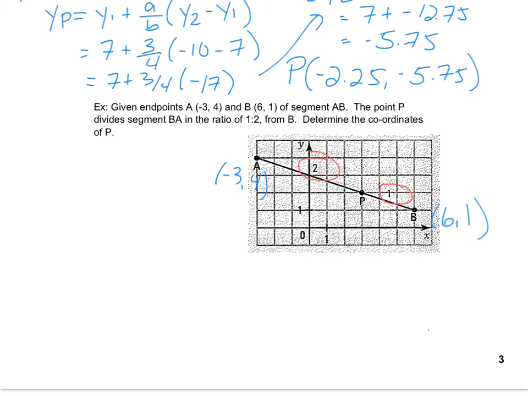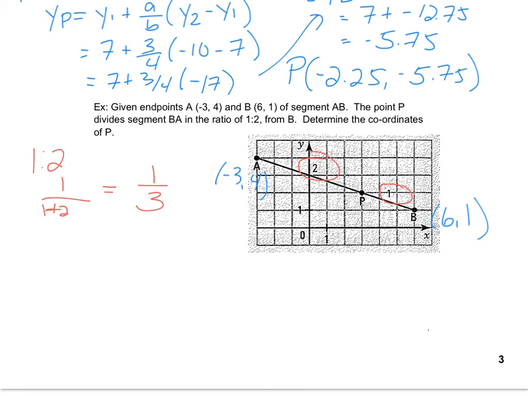Now we have our ratio of 1 to 2, but we need to put that in a fraction. Well, as a fraction, remember it's part over whole. We start with the first part, which is 1, over the whole. Well, the whole is 1 plus 2, which just gives us 1 over 3. That's the fraction we'll be using in our calculations.